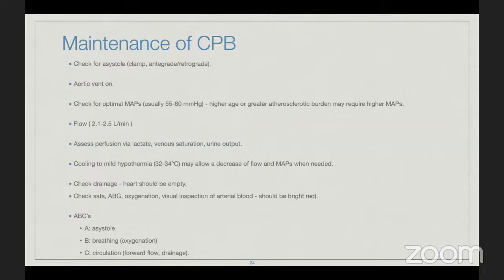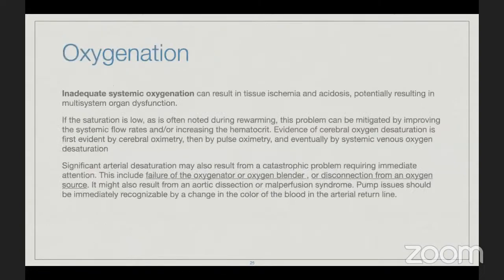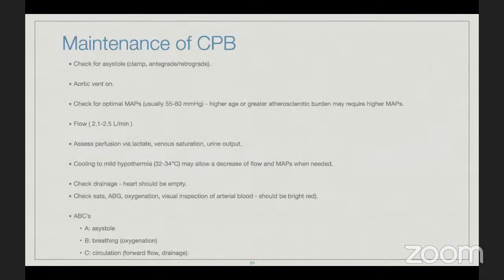I think what you meant here with the flow is you want the index to be like 2.1 to 2.4, not the flow. Yes. So normally flow depends basically. Normally you know the BSA of the patient. How do you calculate the flow, by the way? How do you know the flow of any patient?